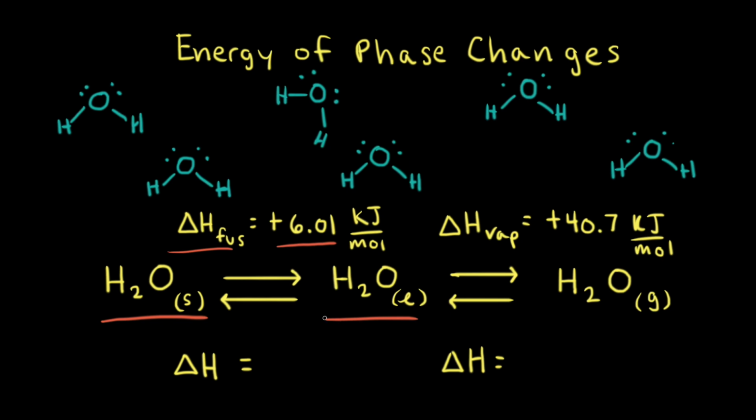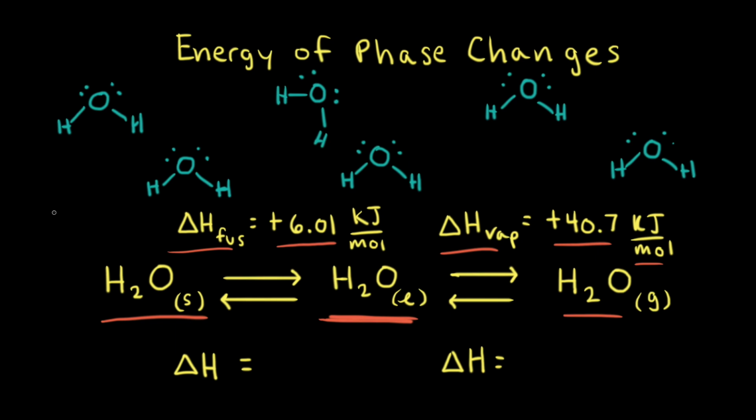Next, let's think about the phase change of converting liquid water into gaseous water. This phase change is called vaporization, and it also takes energy to convert liquid water into gaseous water. Specifically, for water, it takes 40.7 kilojoules per 1 mole of liquid water to vaporize it. And so this change in energy is called the enthalpy of vaporization, or simply the heat of vaporization.